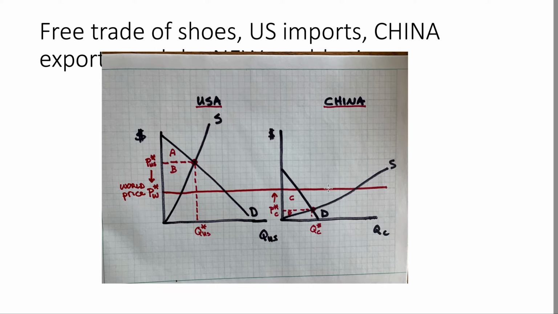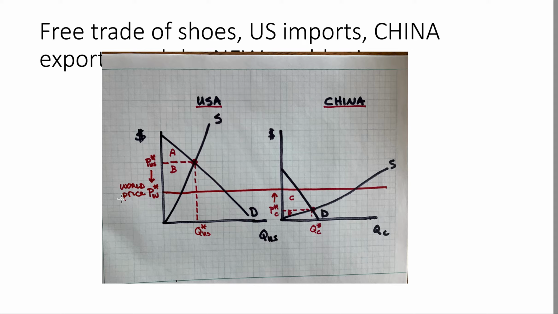China now is going to be wanting to supply this product by more than people are willing to demand in China at the higher price. And so now you have the perfect case of China producing more, the US demanding more, so the US is going to import this good from China. Okay. All right, this world price again.